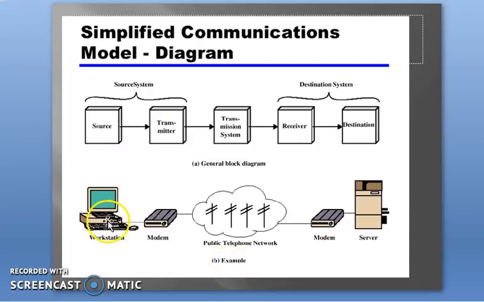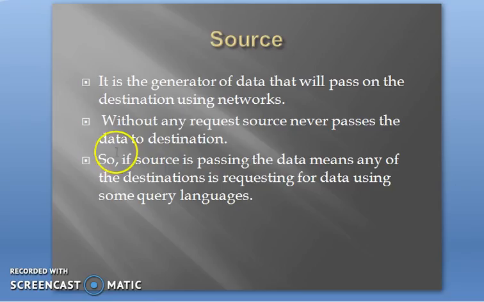So this is the general block diagram, and this is an example of a communication model where we have a workstation, and through the workstation we will be connecting to a public telephone network, PSTN, through a modem. So we will be transmitting data with the help of PSTN to a server which will be residing in some other remote place. So this network will be transmitting the data to the modem, and the modem in turn will transmit the data to the server. Now we can see each in detail.